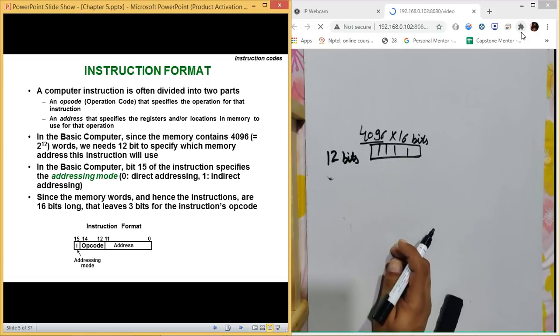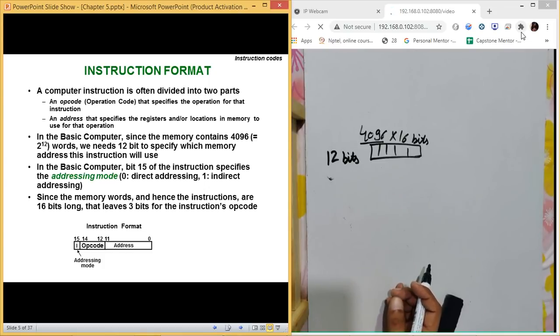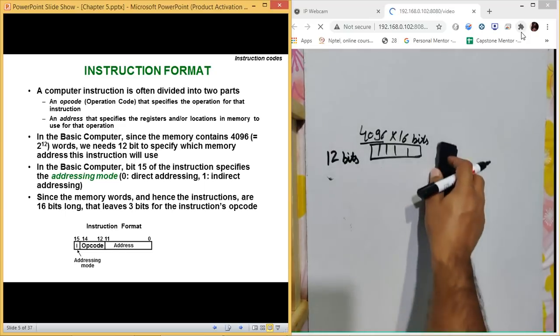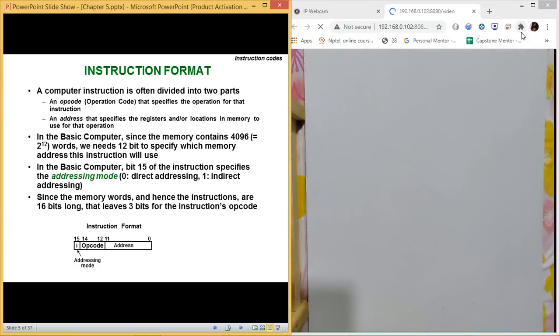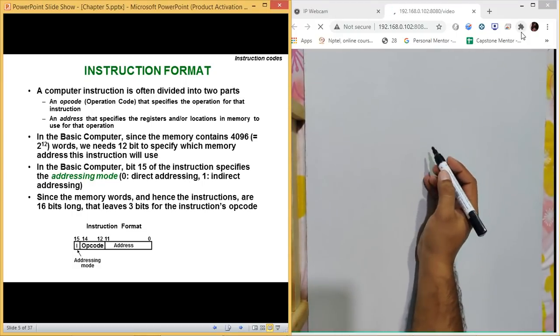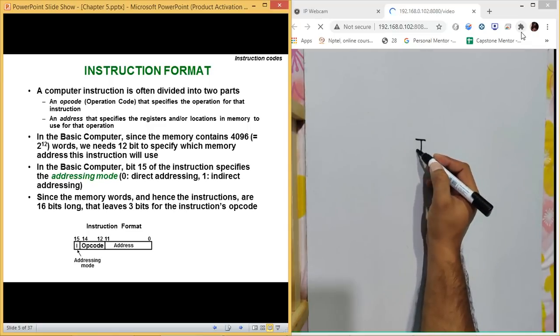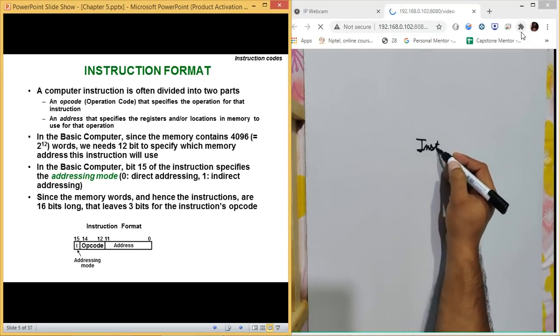Now, let us talk about the addressing format, or instruction format, which we are going to obey when we want to perform any operation inside the system. So how can we do that? There are different parts of the instruction format. This is an important part, please remember this. Instruction format.